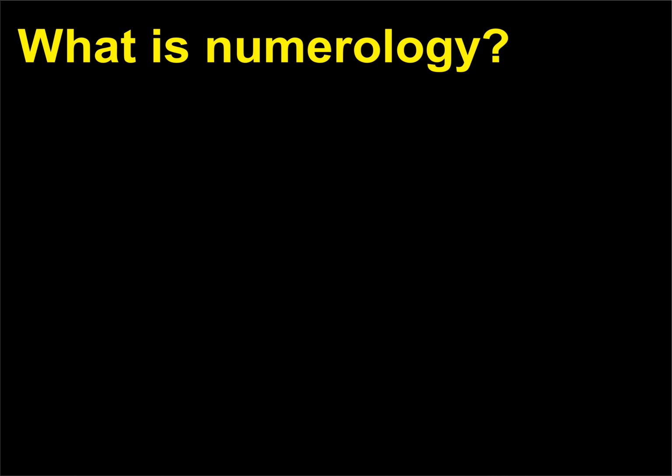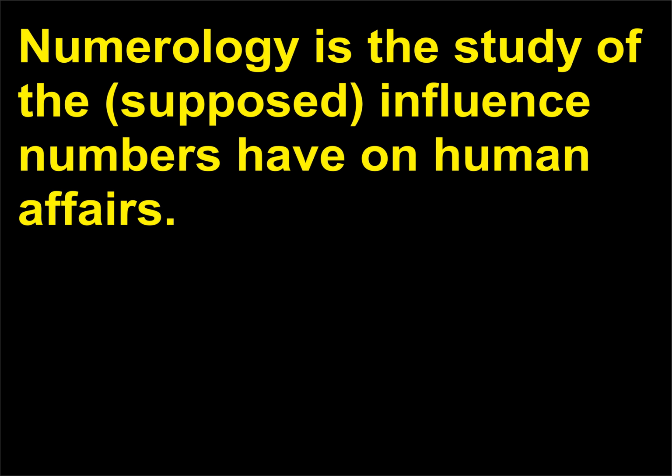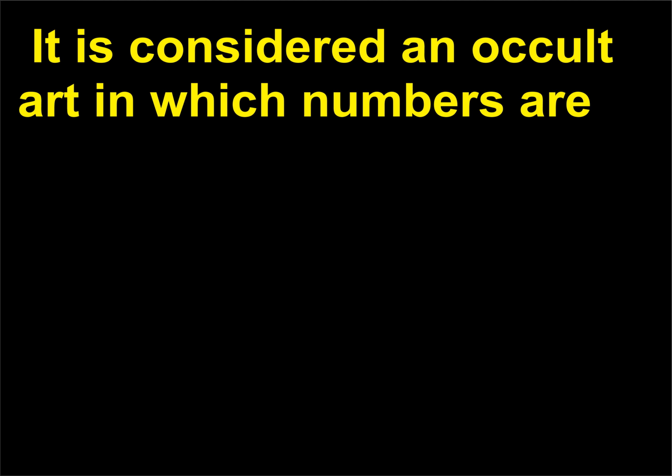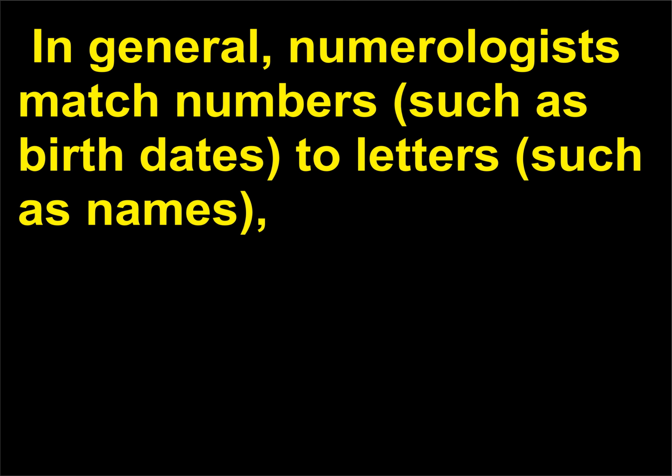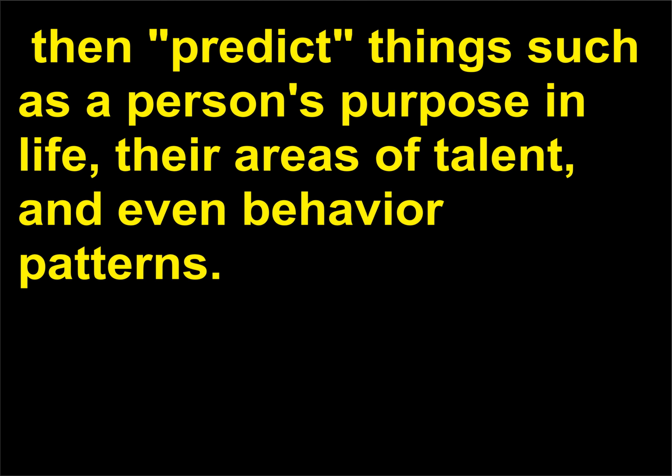What is numerology? Numerology is the study of the supposed influence numbers have on human affairs. It is considered an occult art in which numbers are used to reflect the spiritual characteristics of people. In general, numerologists match numbers, such as birth dates, to letters, such as names. Then they predict things such as a person's purpose in life, their areas of talent, and even behavior patterns.